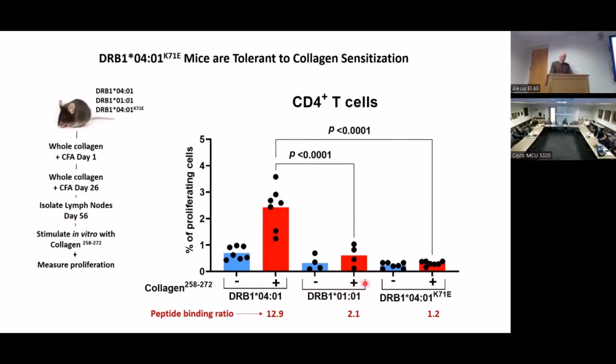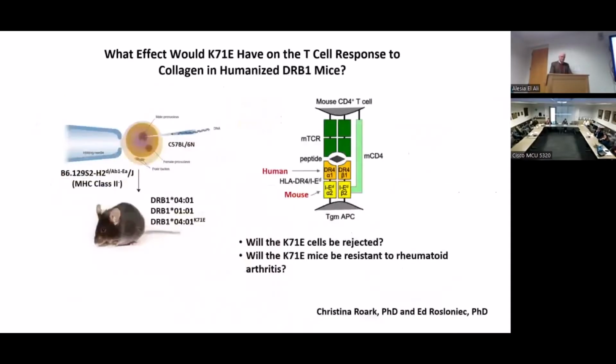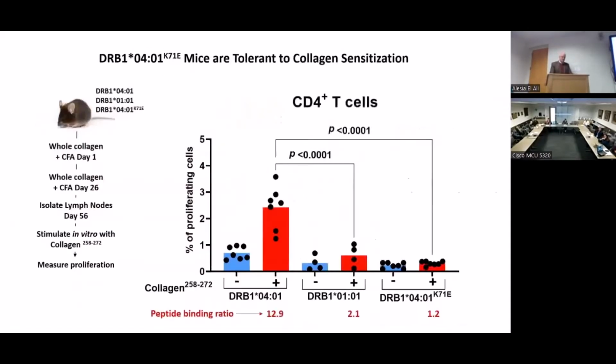0101 has a weaker response, but of course it binds less of collagen, so it's not surprising that its response is weaker. And then finally, 0401 K71E, which really doesn't bind collagen, and there's no response.